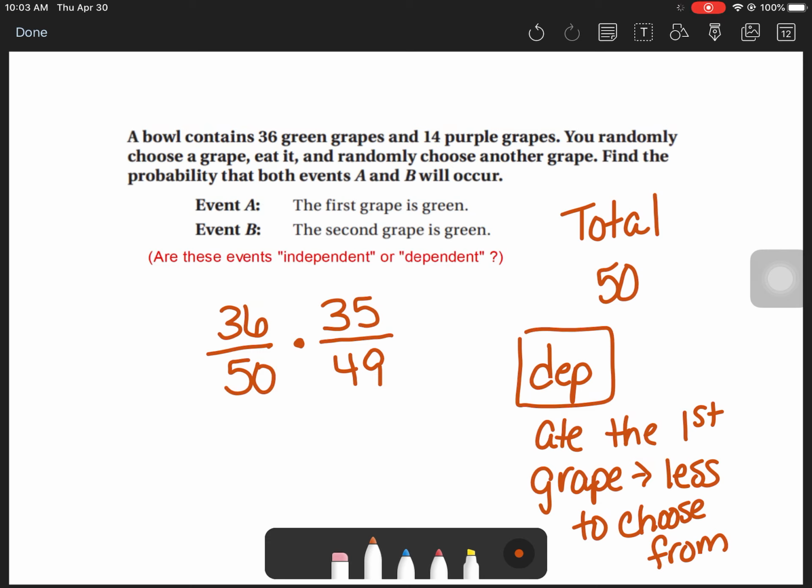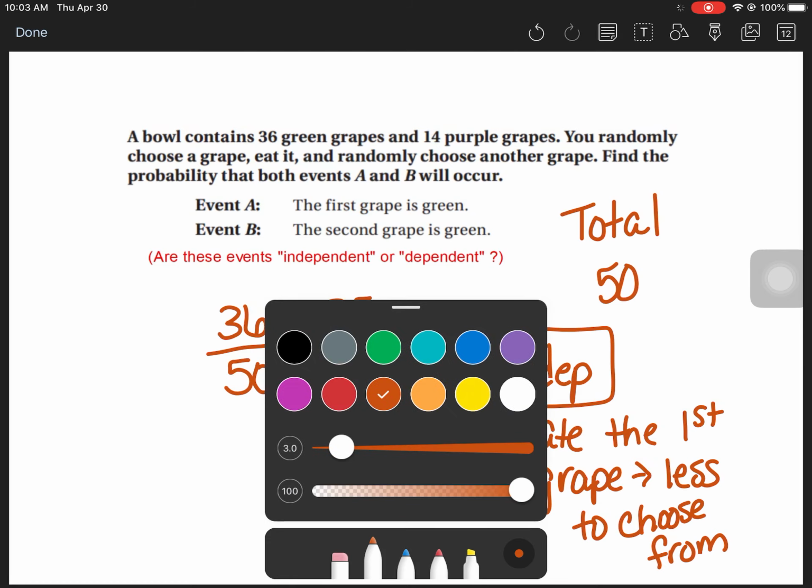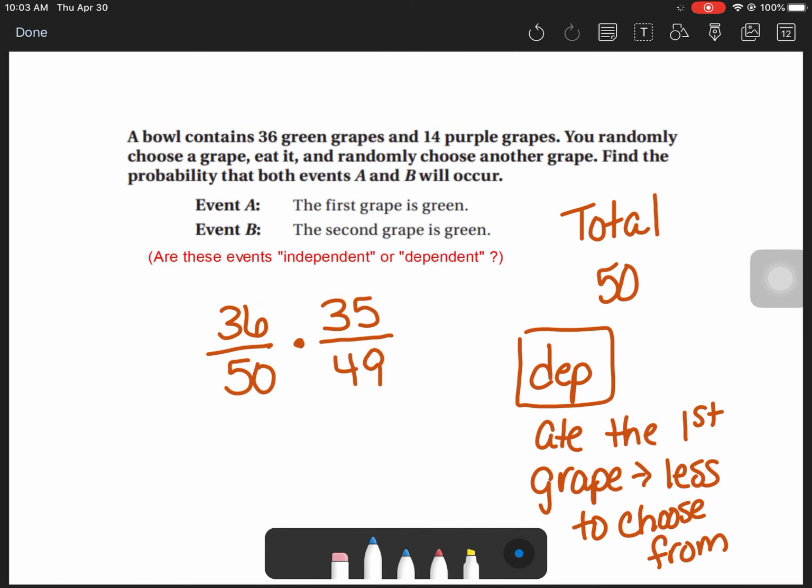Okay, so it would be best if we could simplify these first so that we wouldn't have to multiply such big numbers. So 2 goes in here 18 times and 2 goes in here 25 times. And then we could divide each of these by 7.